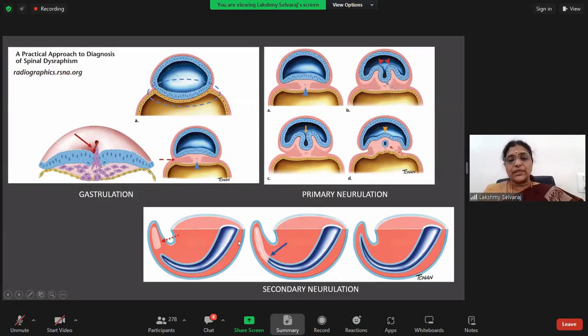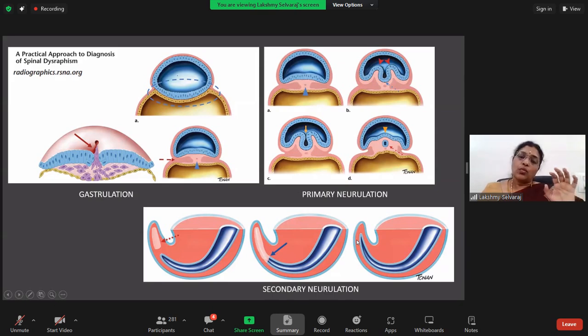Then the process of secondary neurulation is when you have a tail bud here, and the tail bud cavitates to form the secondary neural tube here, and there is a merger. This is the primary neurulation and this is the secondary neurulation. When these two merge with each other, you have a continuous spinal canal.